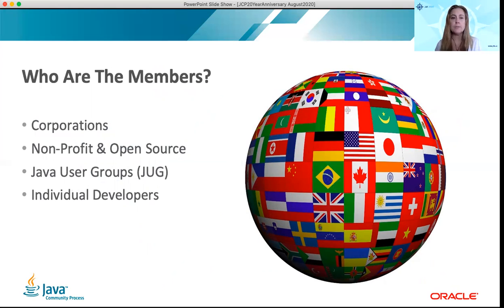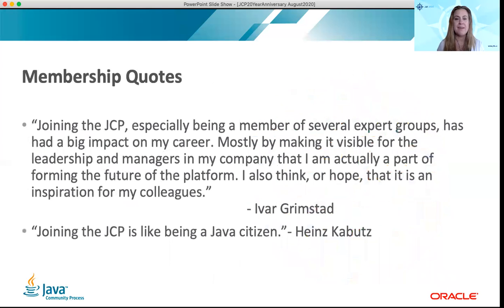When the JCP first started, the primary source of our members came from corporations, but now we see the majority of our members are actually individual developers. While we continue to have corporations who are members of the JCP and participating, the majority of our members are currently individual developers who are passionate about the program. And because of that, I decided to do a little bit of research into our membership and ask, why are these individuals participating in this effort?